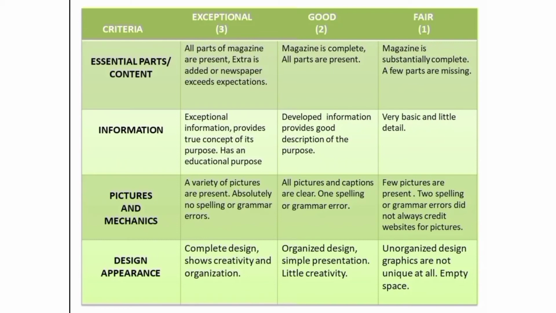In pictures and mechanics, if the magazine has a variety of pictures and absolutely no spelling or grammar errors, then it is exceptional. But if the magazine has all pictures and captions clear, and one spelling or grammar error, then it is good. And if the magazine has a few pictures, two spelling or grammar errors, and did not always credit websites for pictures, then it is fair.